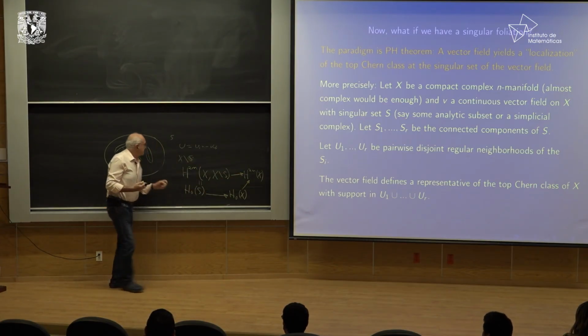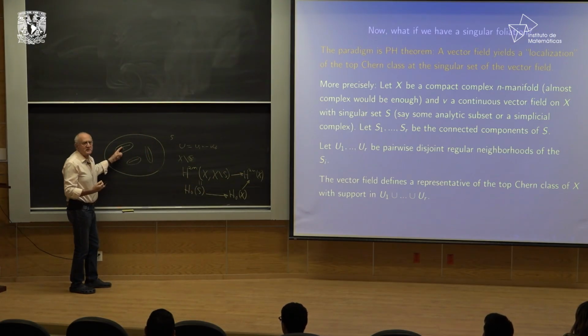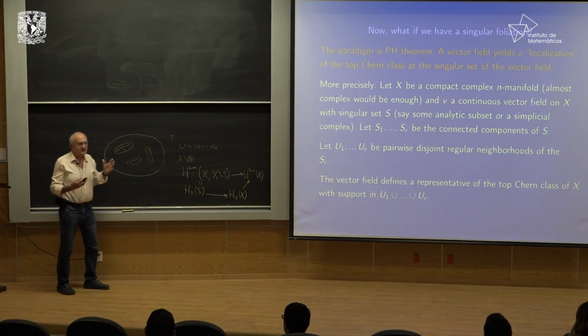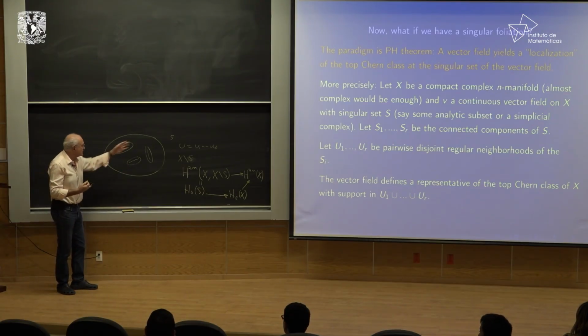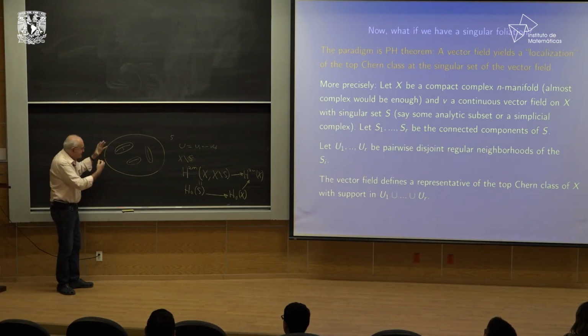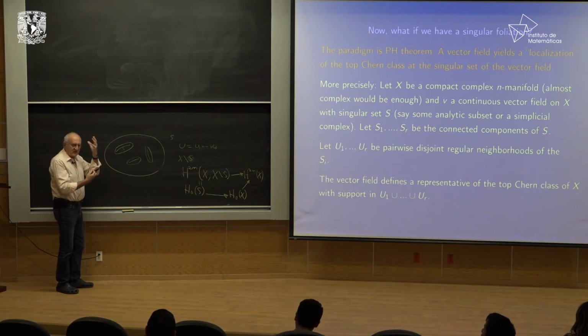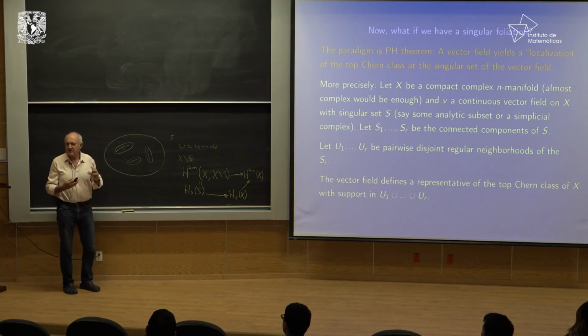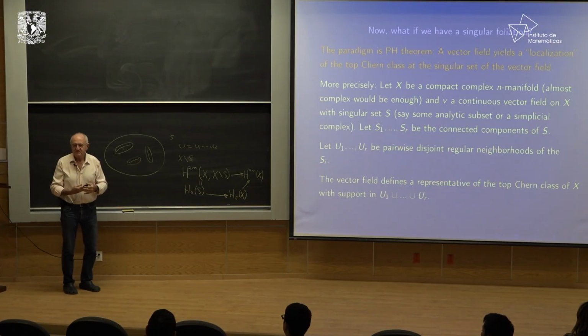In particular, if all components are points, this is the Poincaré-Hopf theorem, but it's much more general. We only need that the singular set be compact. And then this is the idea of the Baum-Bott residues. Under certain appropriate conditions, certain cohomology classes can be localized at the connected components of the singular set of the foliation.